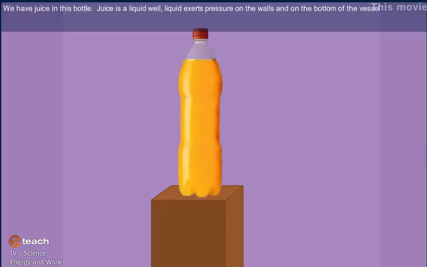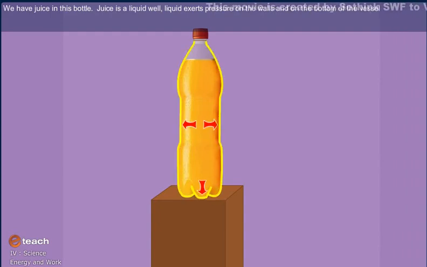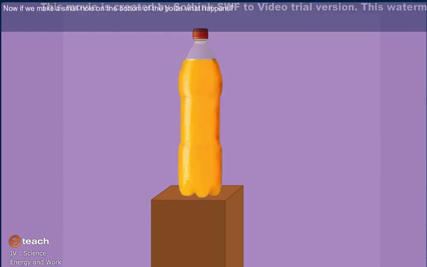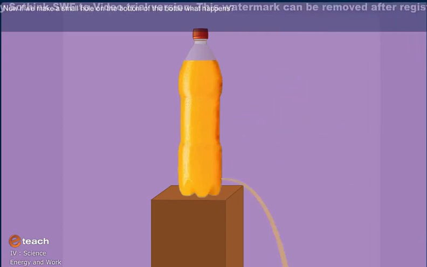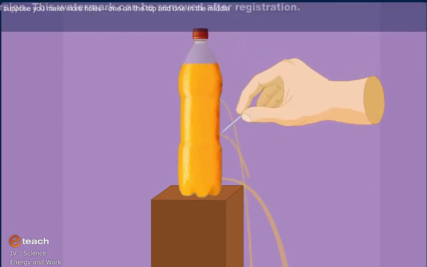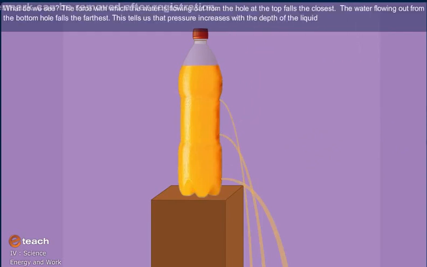We have juice in this bottle. Juice is a liquid. Well, liquid exerts pressure on the walls and on the bottom of the vessel. Now, if we make a small hole on the bottom of the bottle, what happens? Suppose you make more holes, one on the top and one in the middle. What do we see? The force with which the water is flowing out from the hole at the top falls the closest. The water flowing out from the bottom hole falls the farthest.